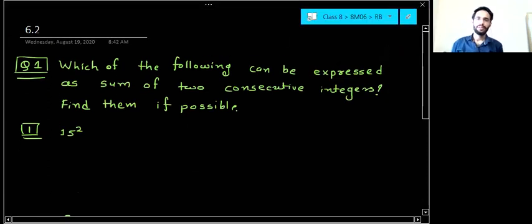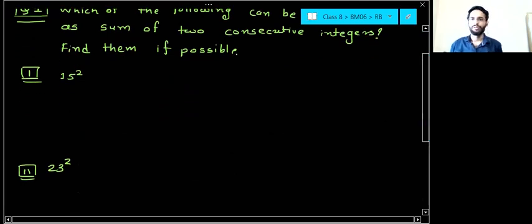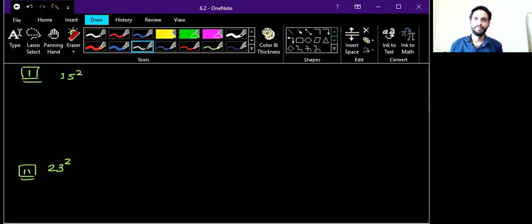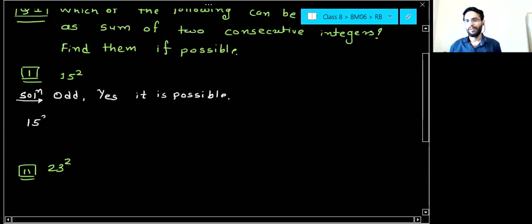Now, which of the following numbers can be expressed as sum of two consecutive integers? Find if possible. So your first number is 15 square. Now tell me, how you can check whether it can be written as such or not? If it is even or odd, 15 square is odd or even? Odd. So it is possible? Yes. Since it is odd, yes, it is possible. And if it is possible, we need to find them. Now how we can find them? So first we will find 15 square. 15 square is 225, right?